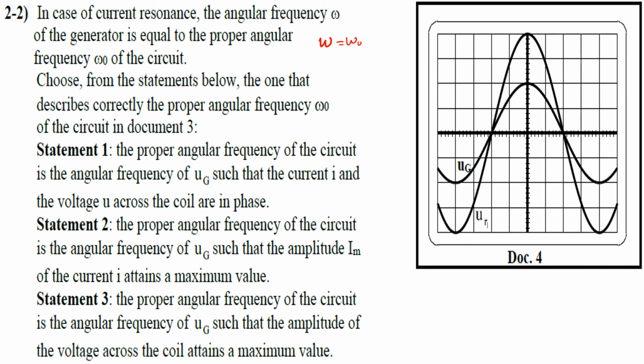Statement 3, the proper angular frequency of the circuit is the angular frequency of UG, the same thing, such that the amplitude of the voltage across the coil attains the maximum value. No, this is not necessarily true, because we're depending now on the current. The voltage is an image of the current, but our focus is to attain the maximum current. So the answer is statement 2.